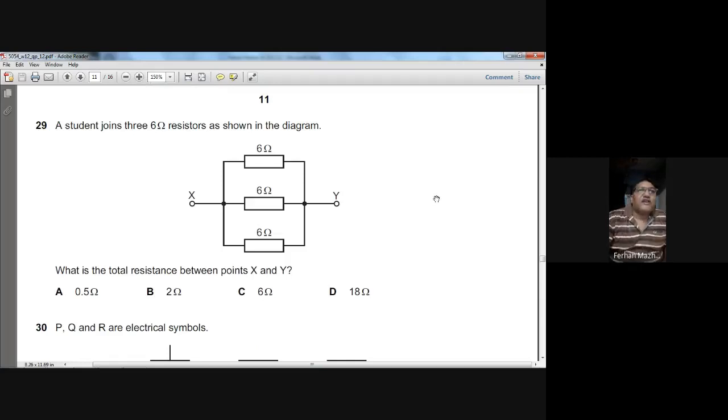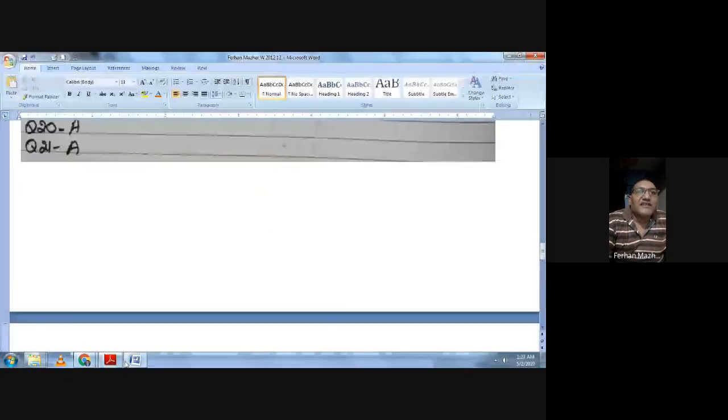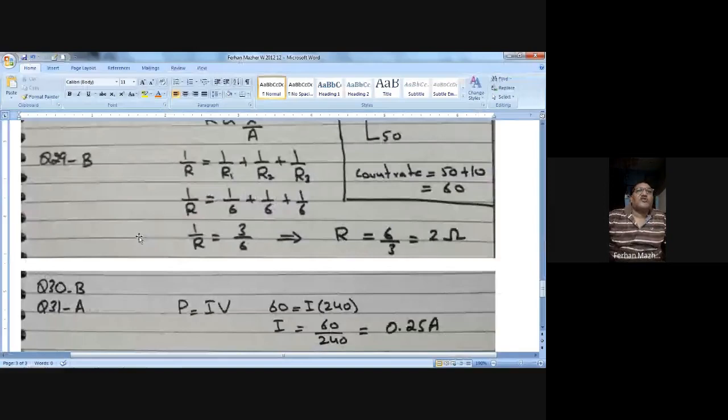Okay, on your screen we have question number 29. A student joins three 6-ohm resistors as shown in the diagram. You know, three 6-ohm resistors, they are connected parallel to each other. What is the total resistance between the point X and point Y? If you have three resistors connected in parallel to each other, we can find their equivalent resistance. On your screen, I have shown that. For parallel combination, the equivalent resistance is 1 by R equals 1 by R1 plus 1 by R2 plus 1 by R3. 1 by R equals 1 by 6 plus 1 by 6 plus 1 by 6.